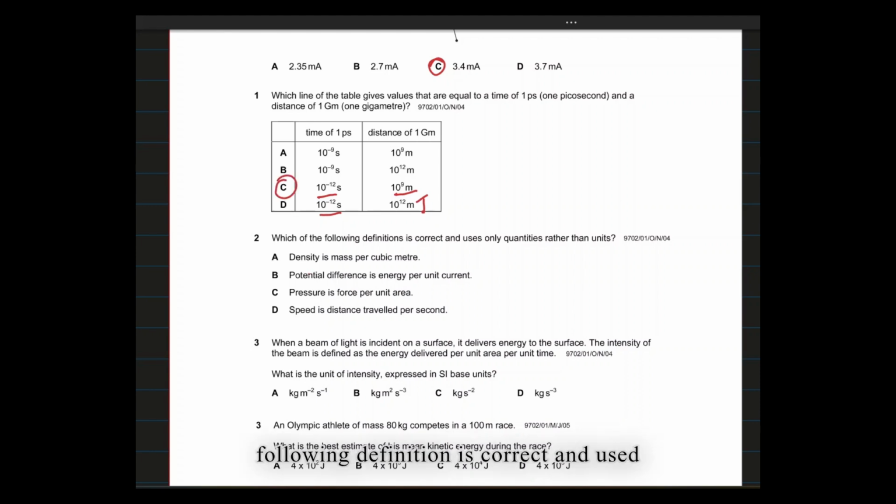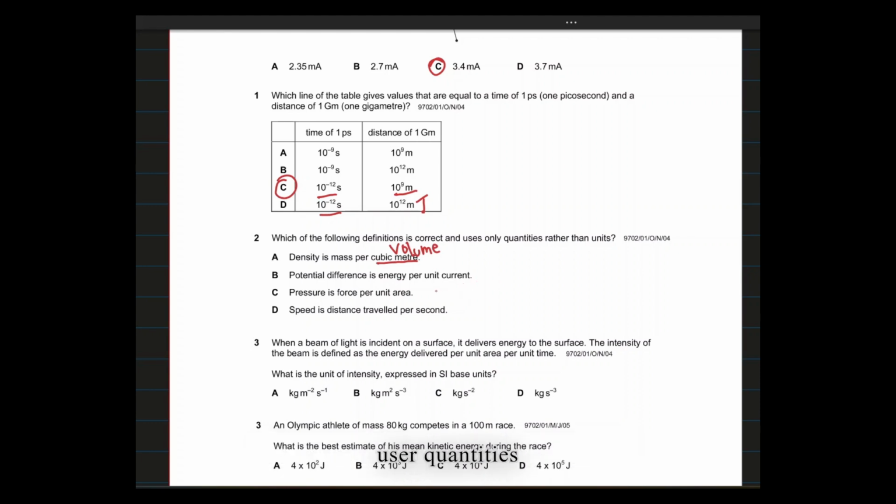Which of the following definitions is correct and uses quantities rather than units? Density is mass per cubic meter. No, not cubic meters, per volume. Potential difference is energy per unit current.